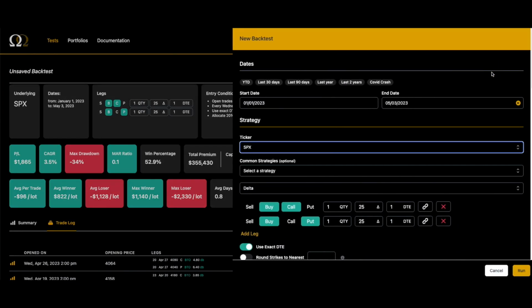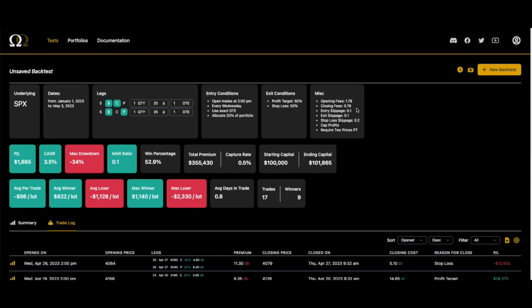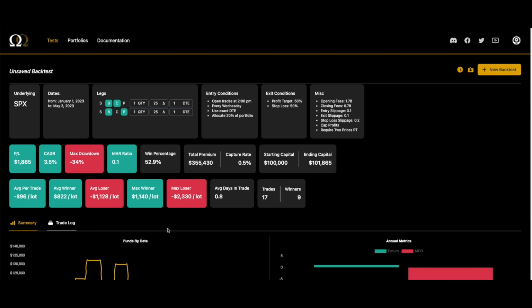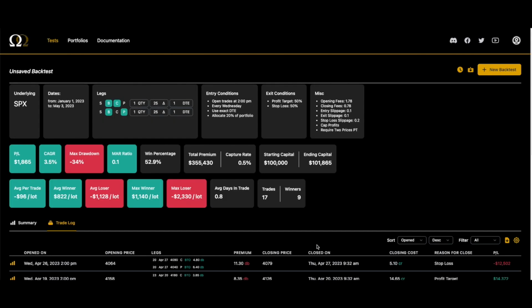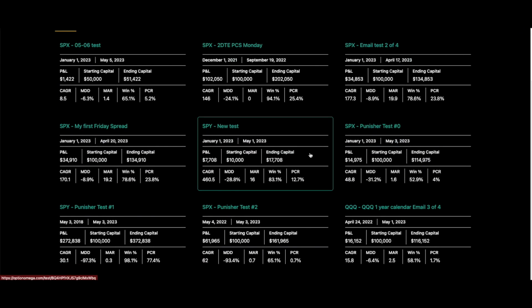So that is how you can use slippage and fees. And then you can use cap profits and require 2 hits on the profit target to make sure that your trade isn't getting spiked out by an illiquid moment, and you're also capturing the amount that you're trying to actually capture instead of something greater. So now that we've looked at that test, let's look at a couple others.